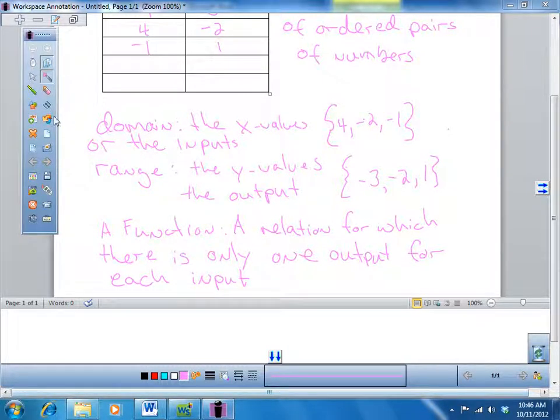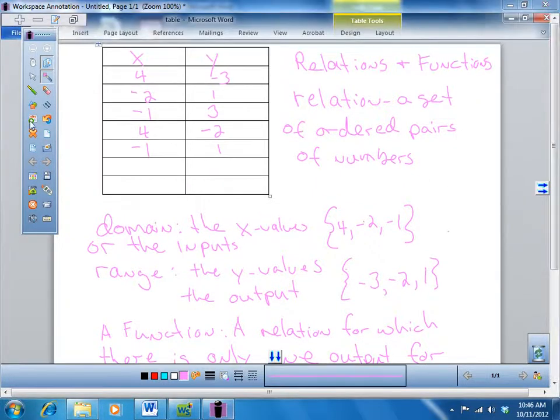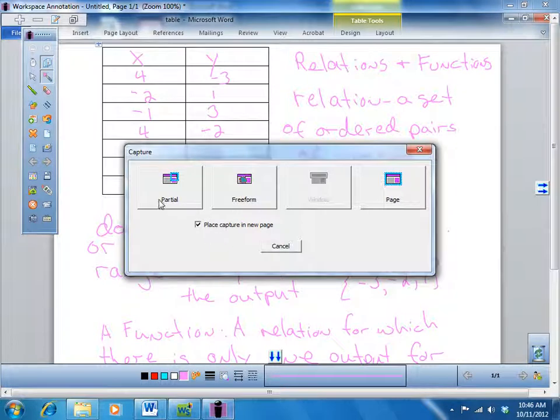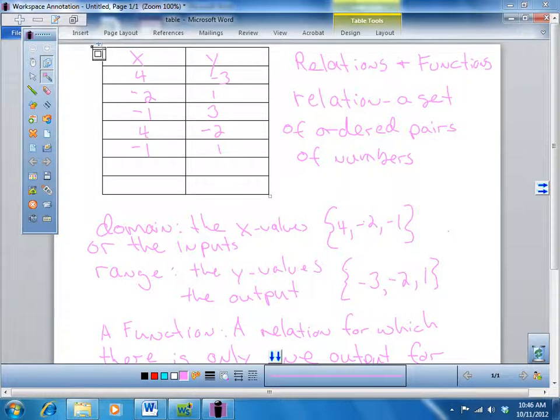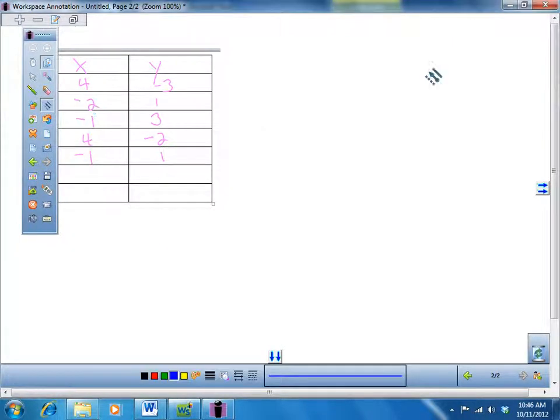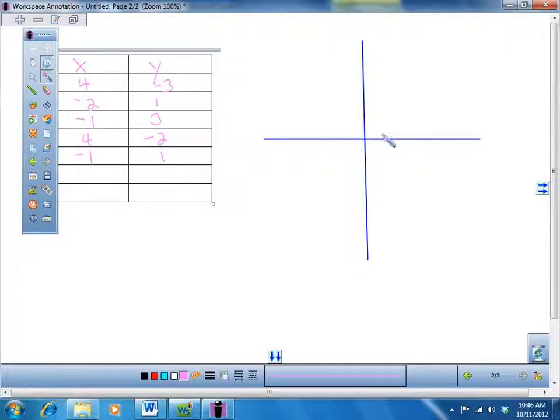So one way you can tell if something is a function or not is if it passes this thing called the vertical line test. So I'm going to take a picture of just this part. And say I wanted to graph this, I'm going to do an x-axis, y-axis, and put the points 1, 2, 3, 4 in each direction. And I'm going to graph all these points. So this is called the vertical line test.